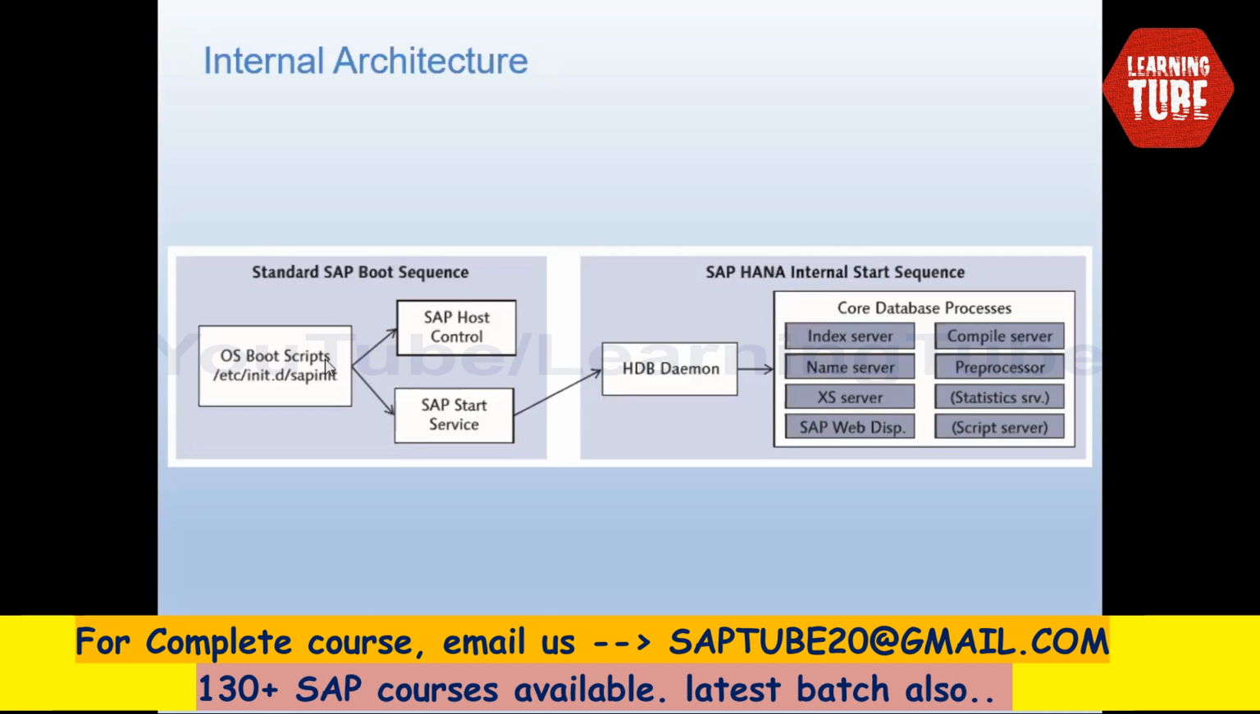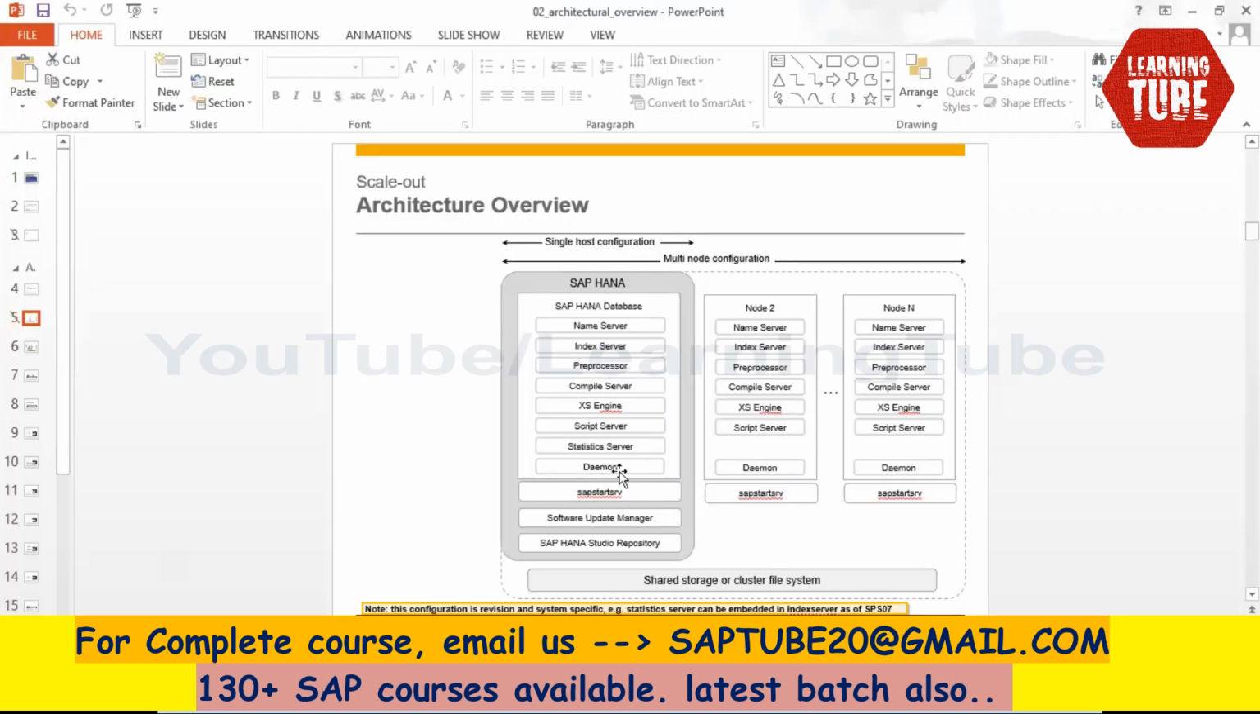The host is the HANA HDB host. So SAP host control will read this bootstrap file, and it will help the SAP start service start the respective services with the help of the SAP HDB daemon. As we already know, the HDB daemon will communicate with all the processes we have, as we discussed: name server, index server, preprocessor, compile server, access engine, script server.